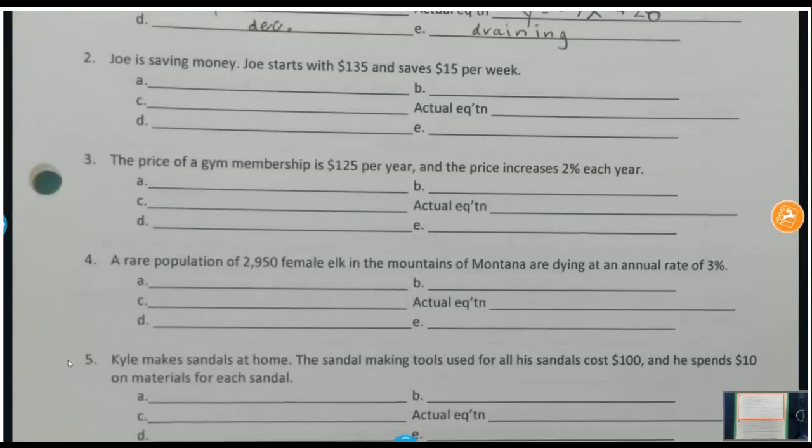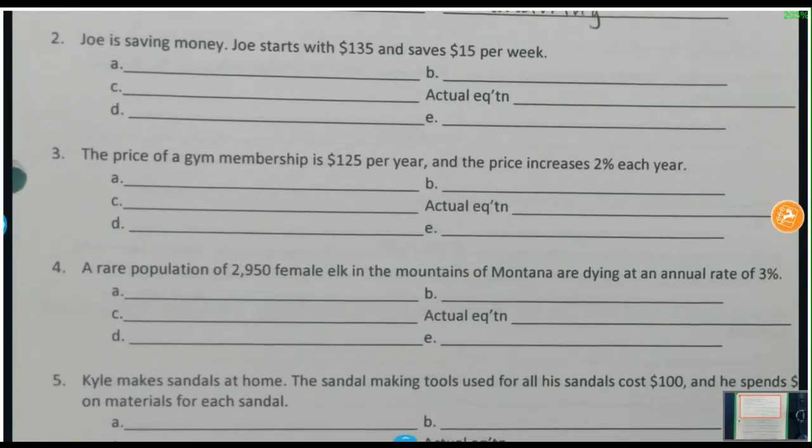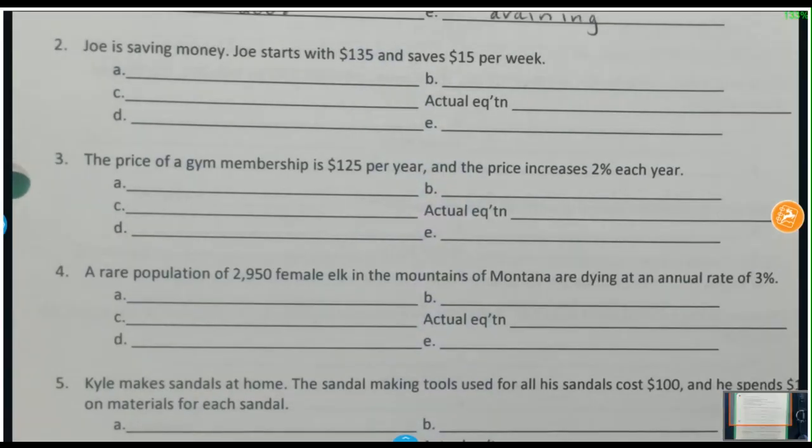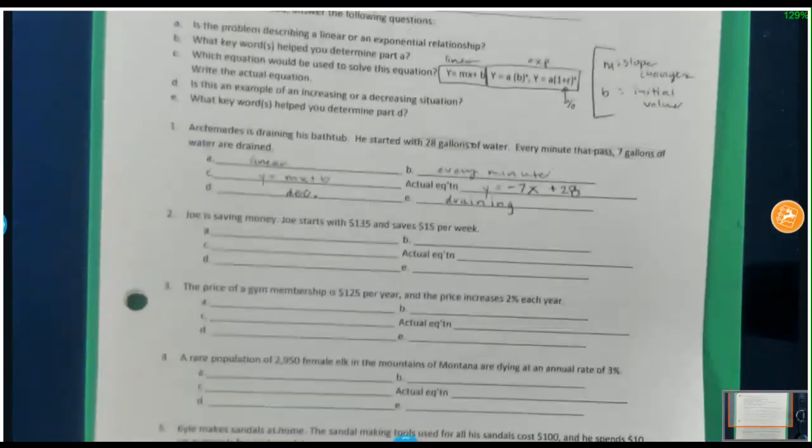I think you get the point. We'll do one of each type. The price of a gym membership is $125 per year, and the price increases 2% each year. All right, now up here, let me zoom out so I can keep the paper showing.